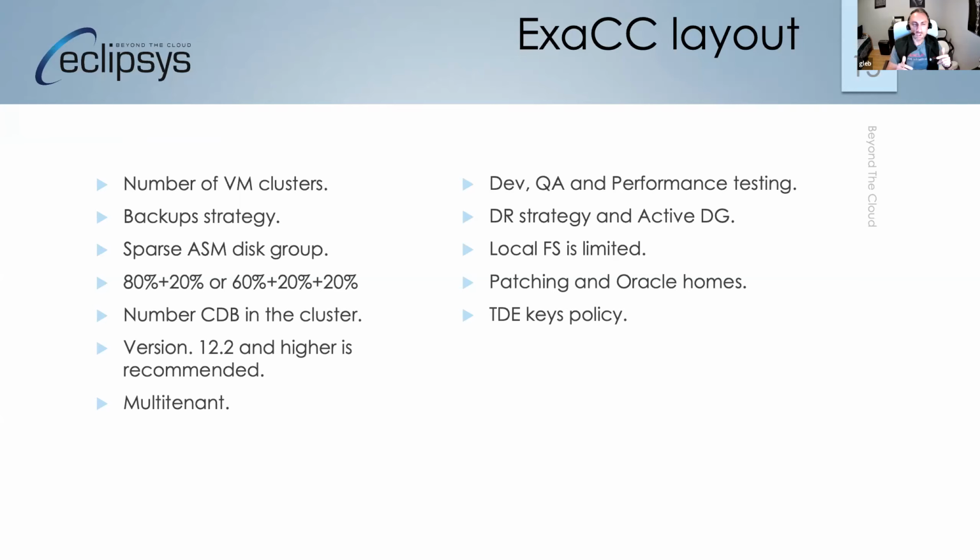Layout for ASM, decide whether you want to use a sparse ASM disk group for snap clones or not. Sometimes if you have requirements to have tons of clones of the same database, it makes sense. Keep in mind that a sparse ASM disk group is copy on write, so performance is not going to be the same as normal ASM. Number of CDBs in the cluster, keep it low. Version 12.2 and higher, for multiple reasons, especially considering pluggable databases, character set, and encryption. Multitenant, use multitenant for consolidation.